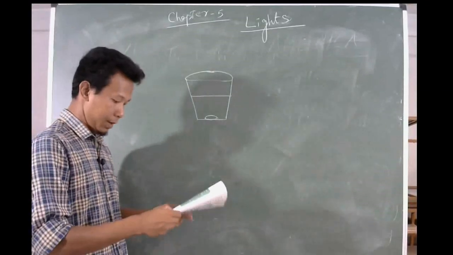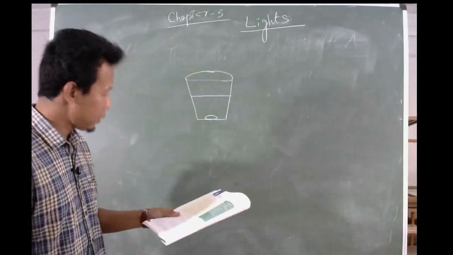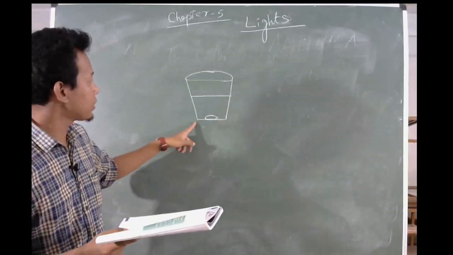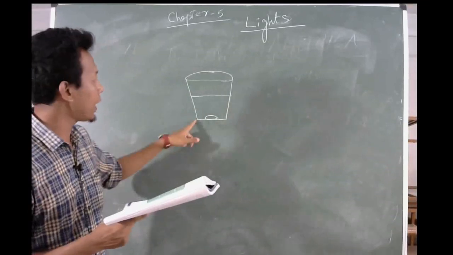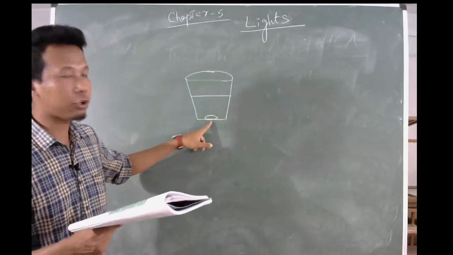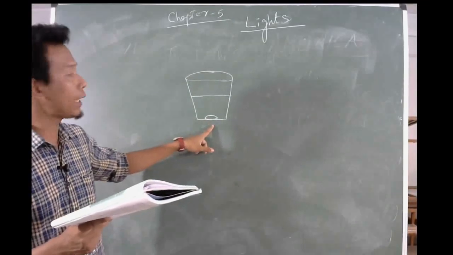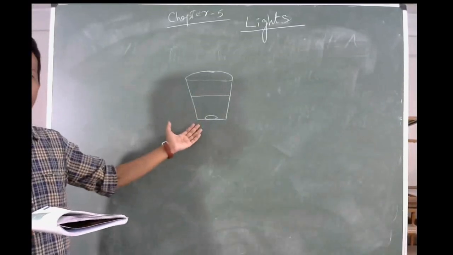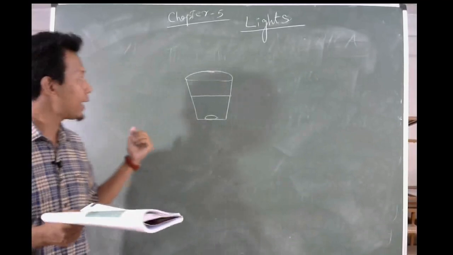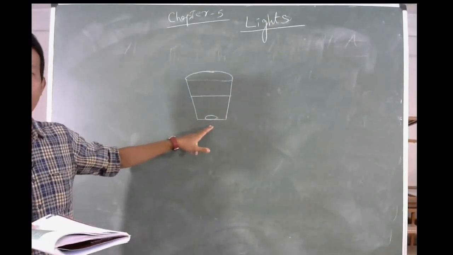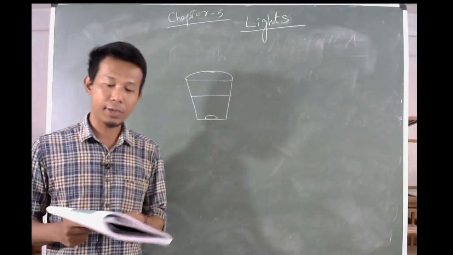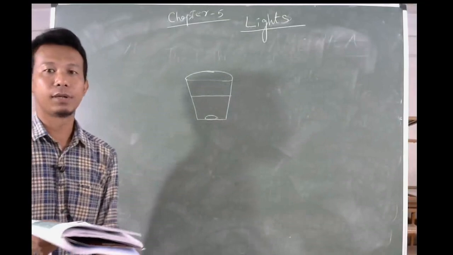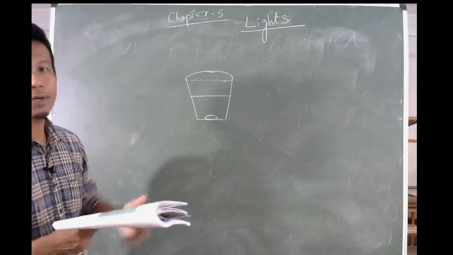You can go through your book if you want to. So you take a glass, and then you put a coin at the bottom of the glass. Then you move backward, and you'll find that the coin is not visible anymore. Now you ask your friend to pour water in the glass.